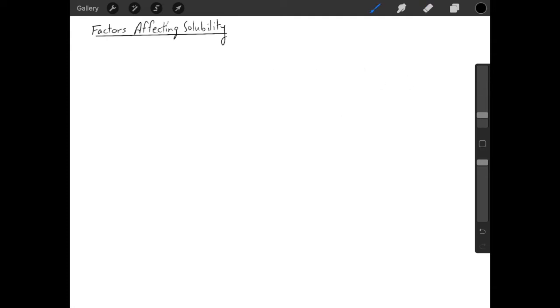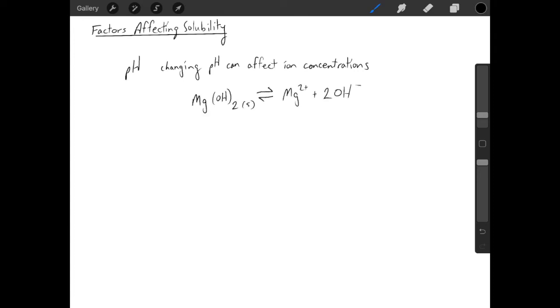The next factor that we'll talk about is the pH. And in general, a change in pH is going to affect ion concentrations. So an example of this would be something like the dissociation of the weak base, magnesium hydroxide. This equilibrium, this solubility, is going to be pH dependent.